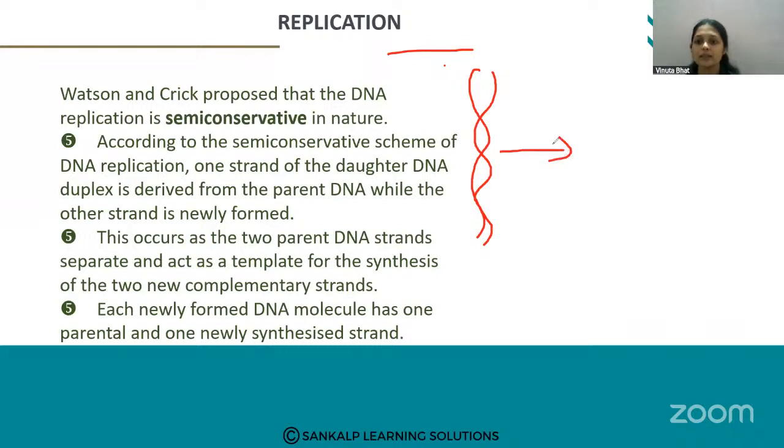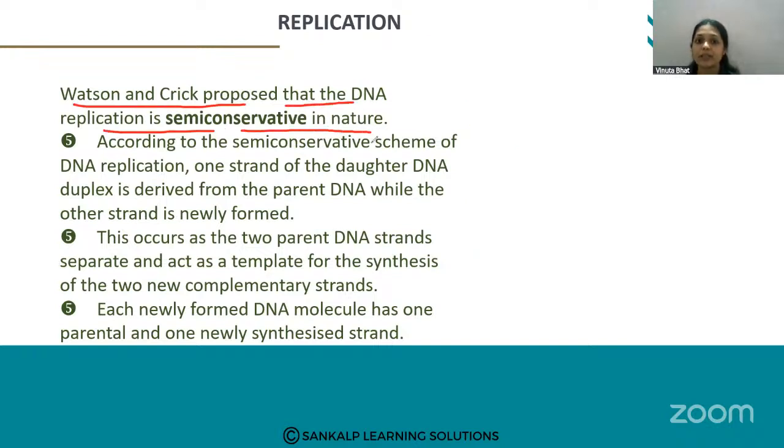It forms the exact copies of itself. So it forms the exact copies of the DNA, that is called replication. Then Watson and Crick proposed that DNA replication is semi-conservative in nature. According to the semi-conservative scheme of DNA replication, one strand of the daughter DNA duplex is derived from the parent DNA while the other strand is newly formed.